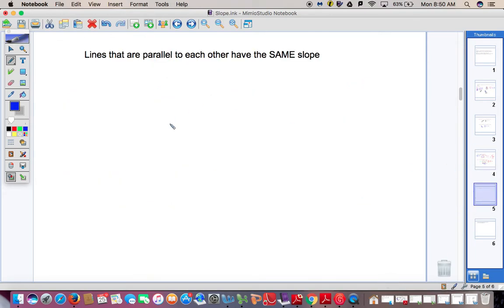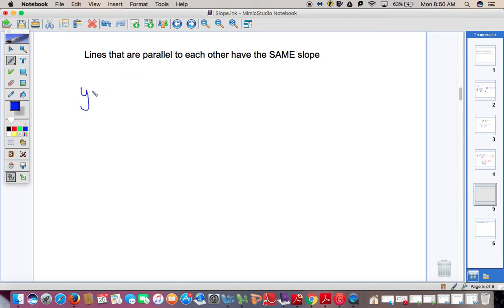Okay, so lines that are parallel to each other have the same slope. They have the same slope. So if you have 2 sets of ordered pairs and you want to know, are the lines that go through these ordered pairs parallel to each other, you just figure out the slope. But a lot of times you'll have the equation already given.